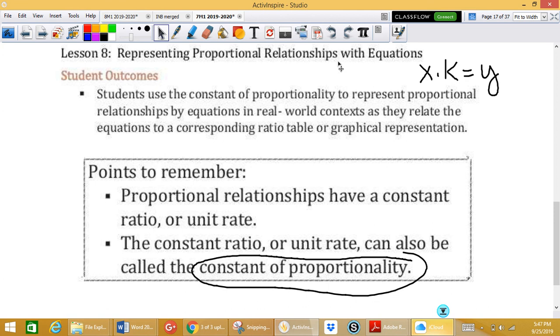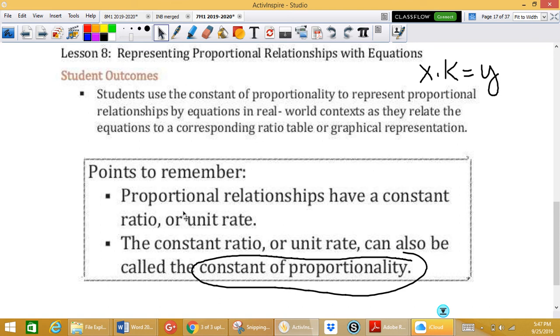Representing proportional relationships with equations. So we're going to be doing K times X equals Y. Students use the concept of proportionality to represent proportional relationships in equations in real-world contexts as they relate the equations to a corresponding ratio table or graphical representation.